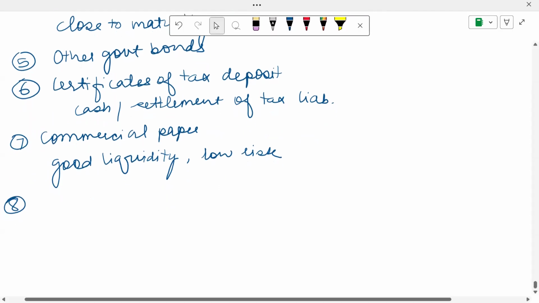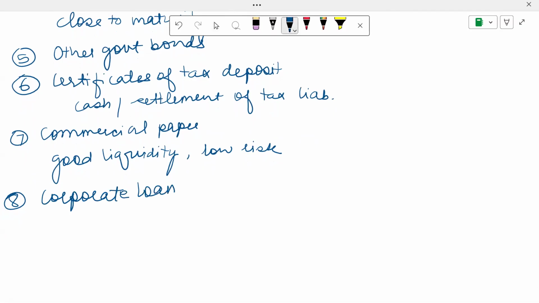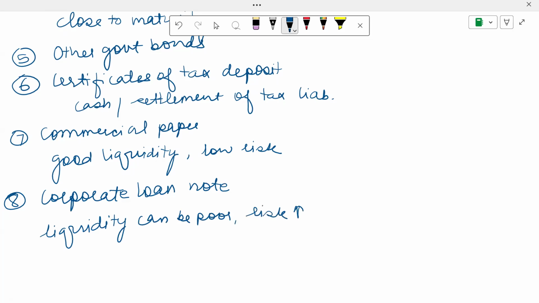Then another place where you can put in your money is a corporate loan note. Now over here, the liquidity can be poor and the risk can also be higher than your government bonds or commercial paper. So only if this suits you, then invest your money over here.